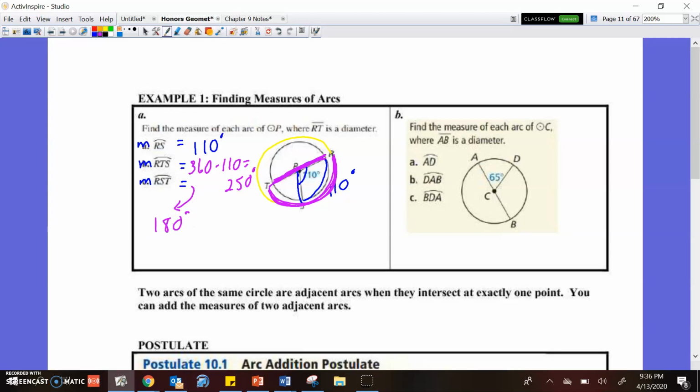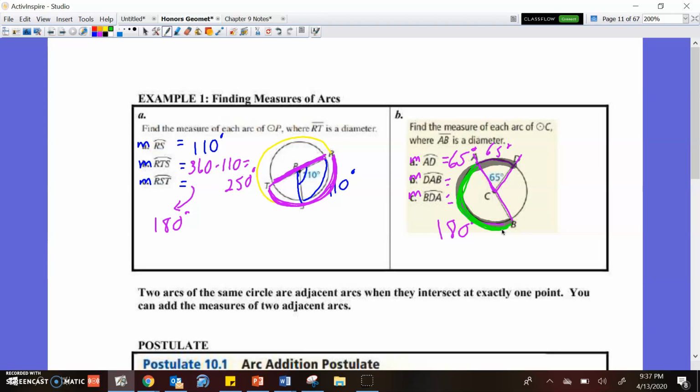Letter B, find the measure of each arc. Again, in this case, AB is my diameter. So if I put a little m in front of these, I can just write equals. The measure of arc AD, because this angle ACD is a central angle, this arc is also the same value, 65 degrees. The measure of arc DAB, it's all of this. Since they told us this is the diameter, that means this arc from A to B, in this direction, is going to be 180. So 65 and 180 is going to give me 245.